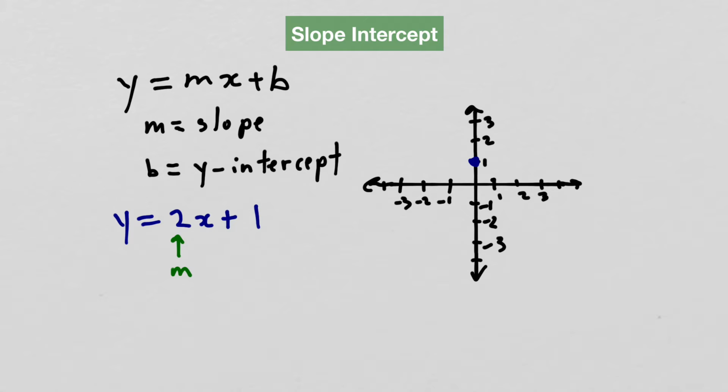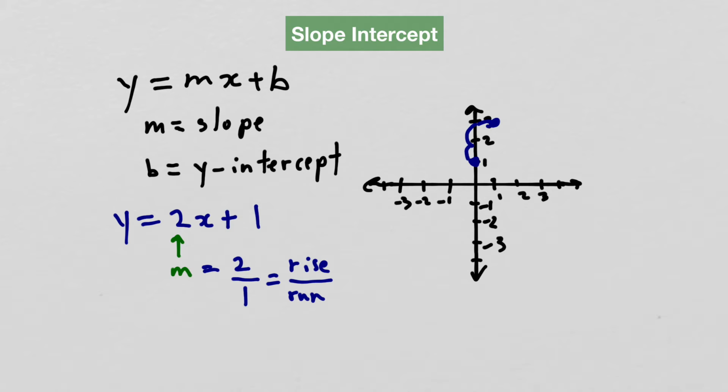And a slope of 2 means 2 over 1. And you're going to rise 2 places, and then you're going to run 1 place. Since this is a positive slope, you're going to rise and then run to the right. So we start from the y-intercept, and we already marked that on the graph, and we're going to go up 2 places. So that's going to be 1, 2, and then we're going to run to the right 1 place, and that takes us right here.